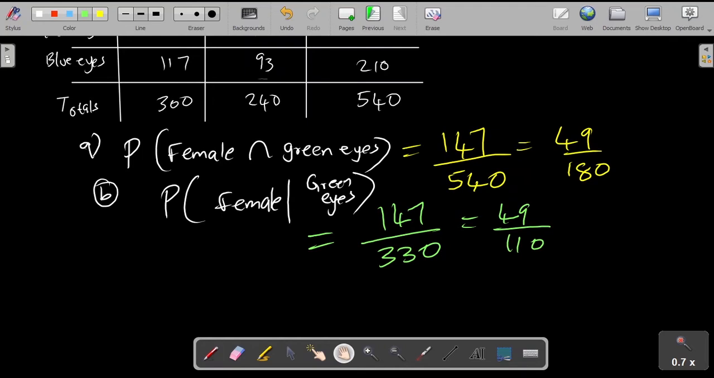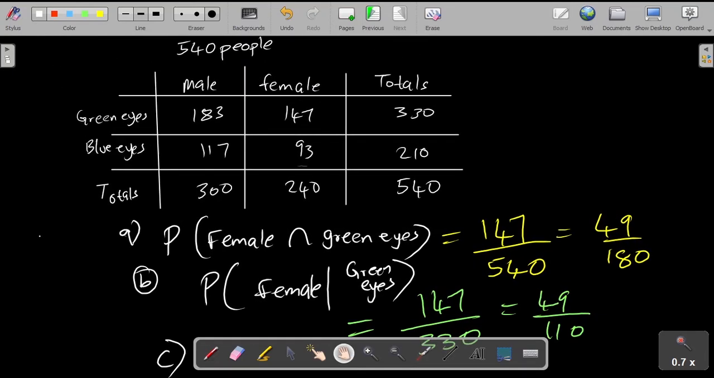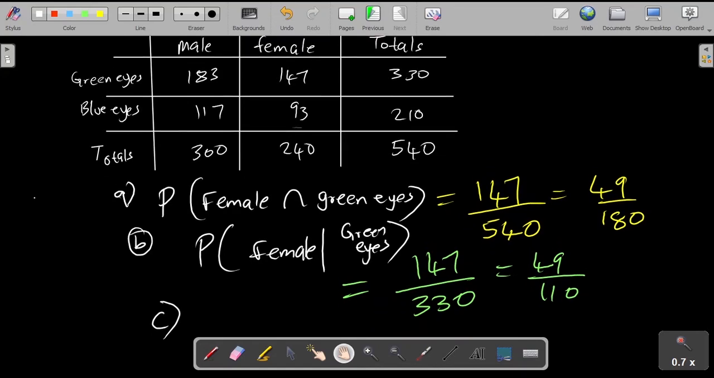Moving on to the last question. And this is where we now start talking about the independence thing. And the question says, after analyzing the results, a grade 11 learner concludes that the probability of having green eyes is independent of gender. Is he correct? So that is what you have to check. You now have to check whether the variables are independent.